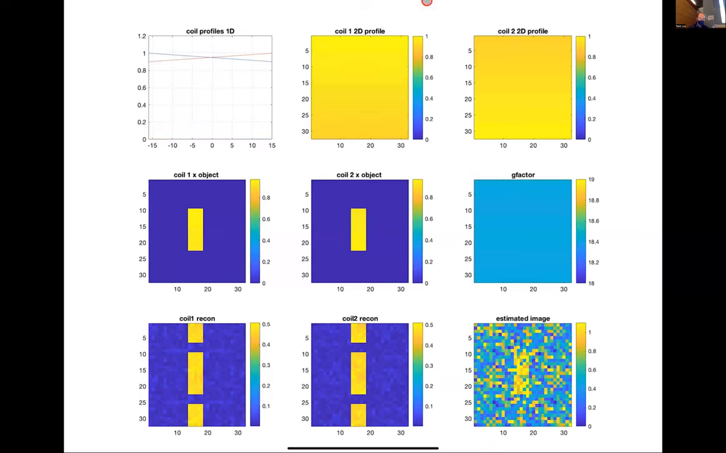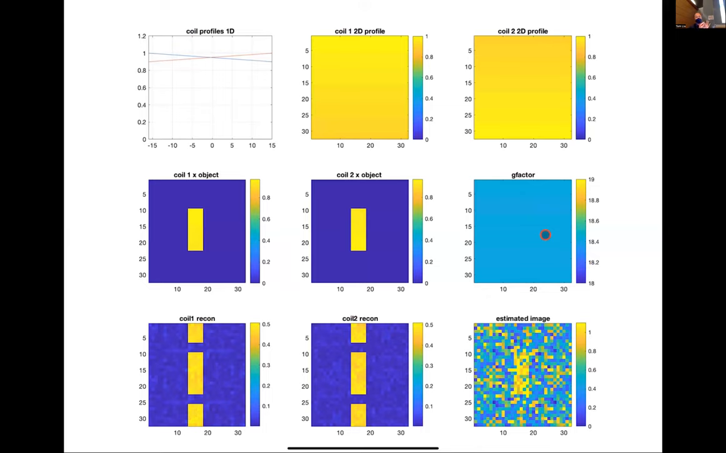Now let's look at this coil profile here. Here we have the overlapping coil profiles, right? This turned out to be really good for sum of squares. And if you look at each coil recon, it's basically an aliased image of my original object, but they look pretty similar. And look at here, this is my estimated image. It's horrible, okay? And this is the G factor. And look at the factor here, it's like 18, way greater than one. So this is where G factor comes in.